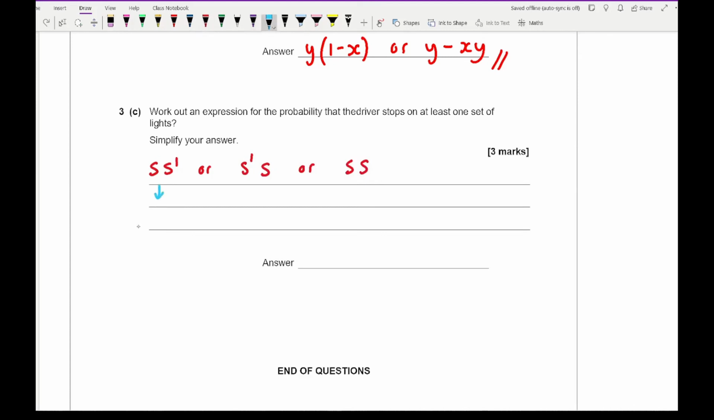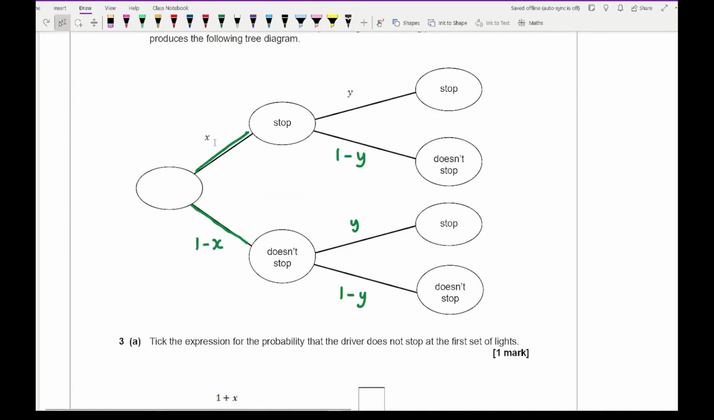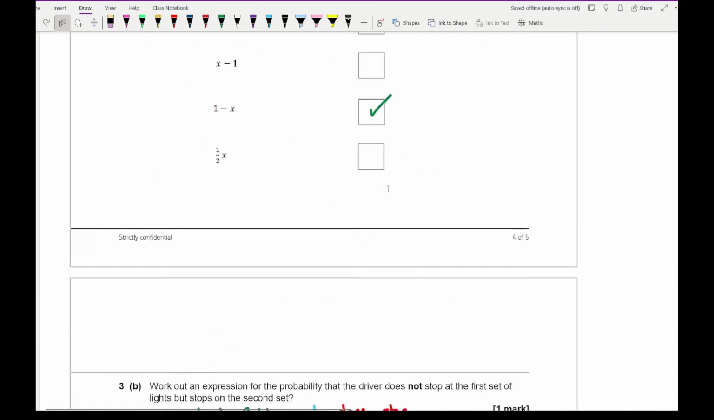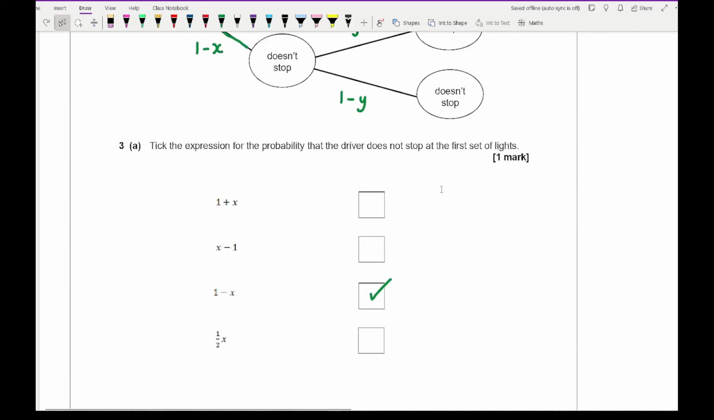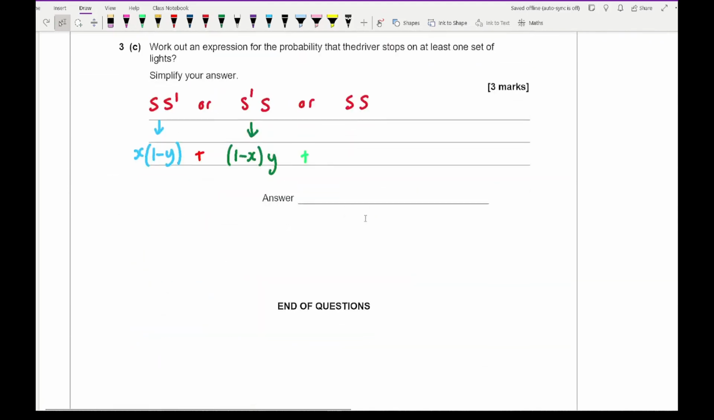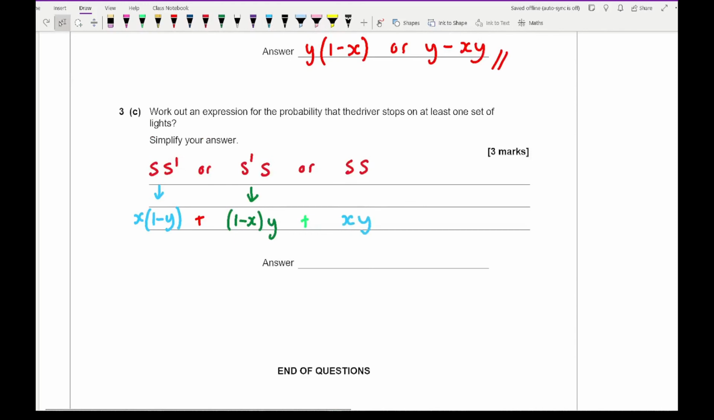So stops and not stops. Again, if we go back to our diagram, stops and then not stops is going to be x and then 1 minus y. That's x, 1 minus y. Or means add, so we're going to add. And then if we work out this one here, doesn't stop, well, that's going to be 1 minus x, and does stop, which is y. And then we move on to our next one. So again, plus, and then stops at both lights. Well, stops at both lights is going to be xy.